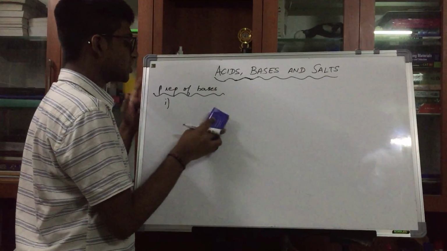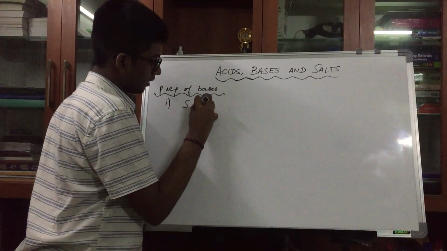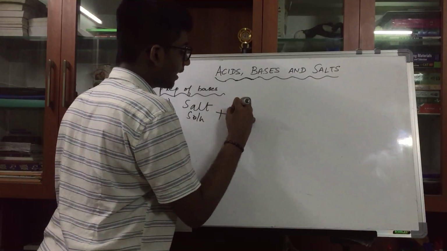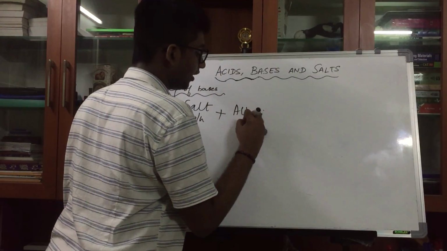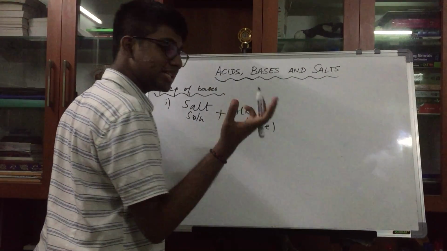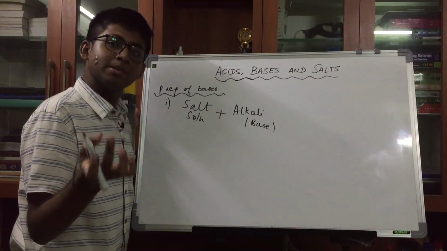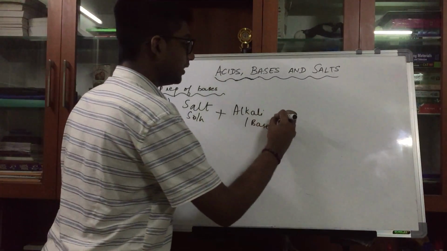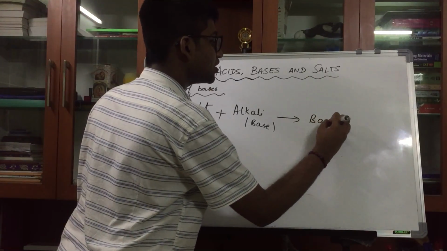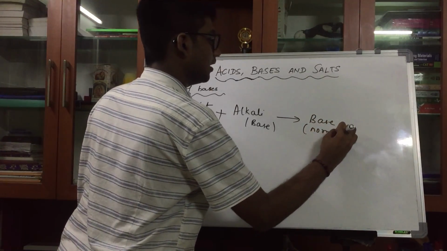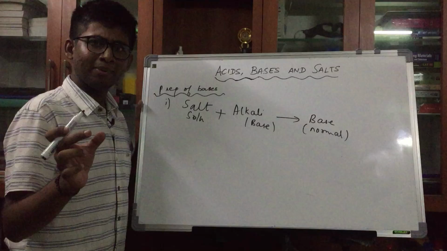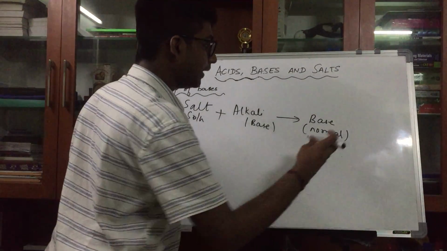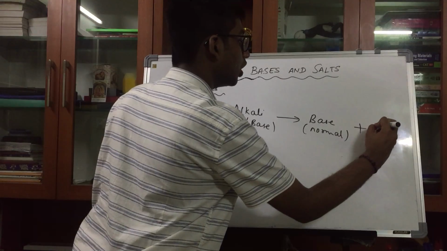the reaction of a salt, any salt solution with an alkali, in the bracket you can just write base, with a base which is an alkali. That means this base must be soluble in water completely and furnish OH minus ions. And then this will give rise to another base which is a normal base. Normal base in a sense, I mean the base is not very strong like an alkali. And then apart from that, you will be getting a normal salt.